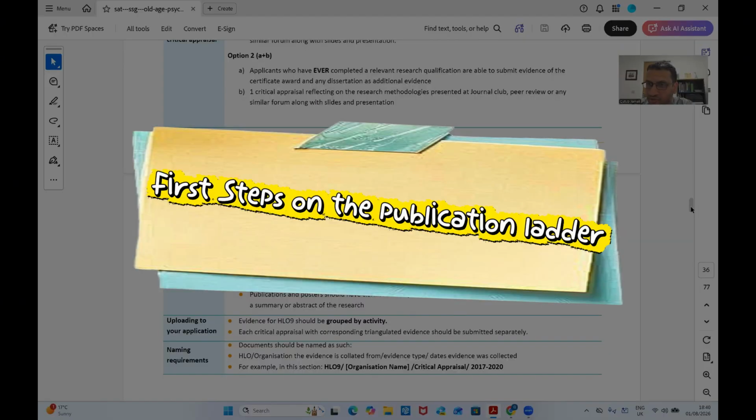Just to let you all know that I've just finished writing a book on various types of publications. So watch out for that space. I will keep you updated about when my book is going to be published, but it is about how to get your work published and what are the different types of publications which are feasible and which you can do in your busy clinical practice, and which can also fulfill the requirements for your portfolio.